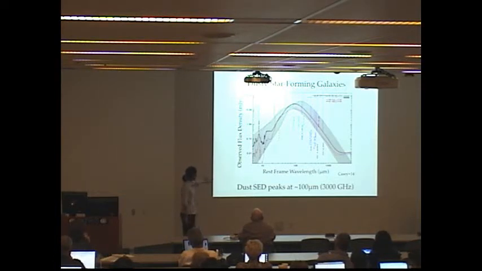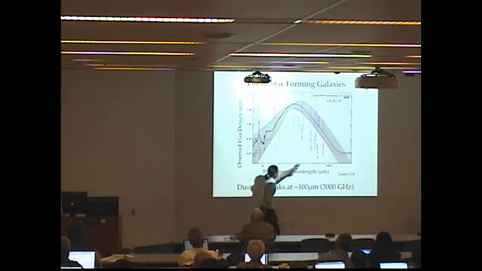This is the spectral energy distribution of a dusty star forming galaxy. And it's approximately a black body, and you can see that the black body peak is at about 100 micron, or 3,000 gigahertz. And we almost always work at the Rayleigh-Jeans tail. That's this part of the spectrum.